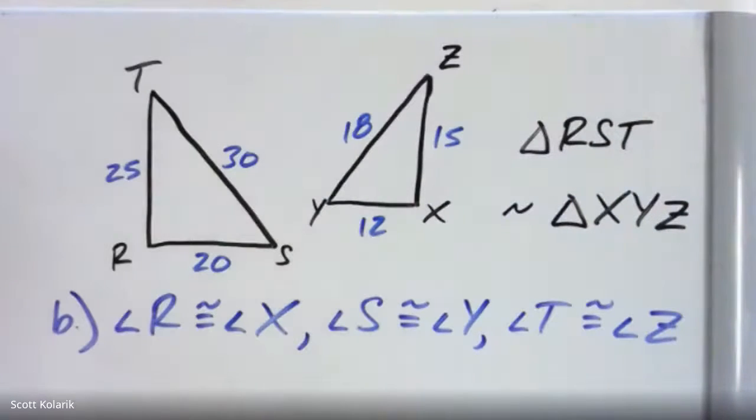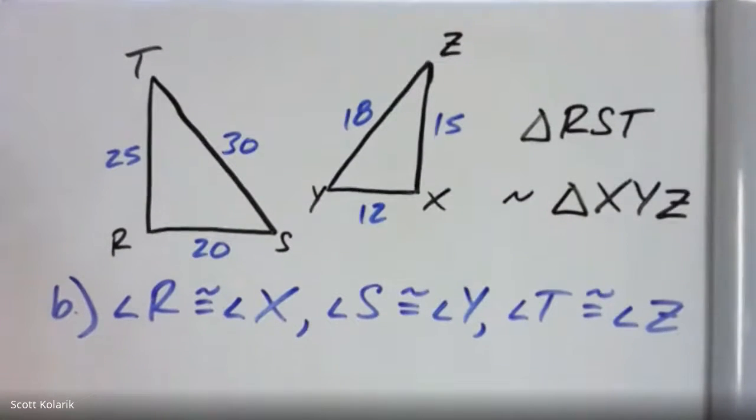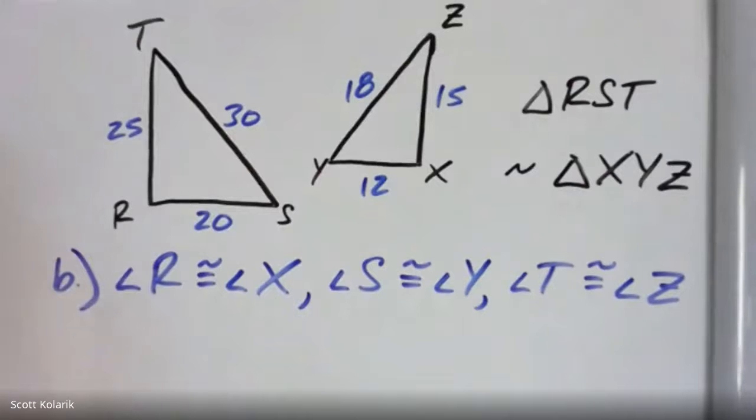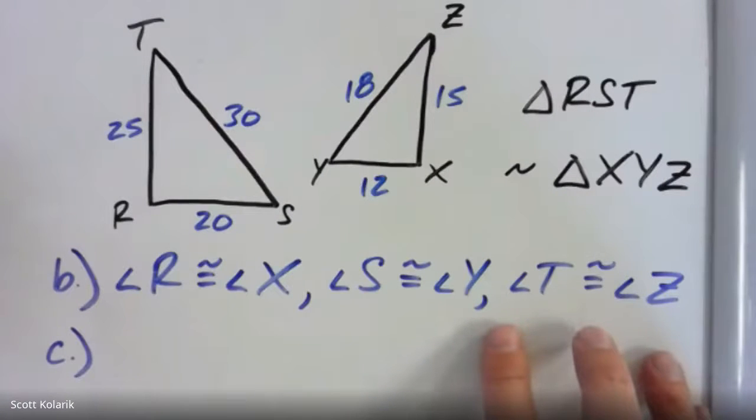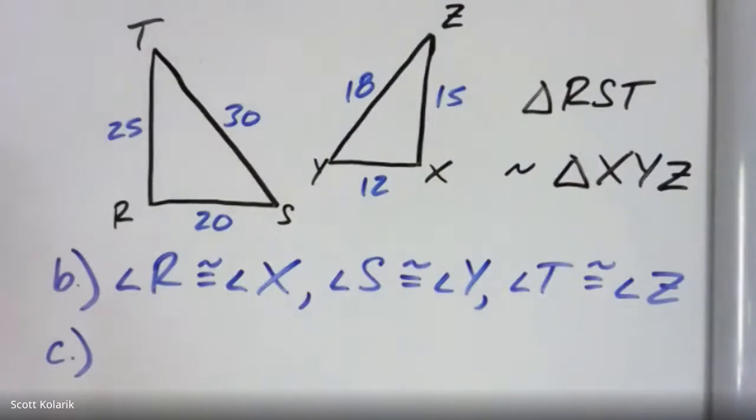I'm actually going to use the same strategy for part C, where I'm asked to create a statement of proportionality as well. So let me scroll down a bit for that. For part C, they ask me to make a statement of proportionality, which is essentially this, but it's going to deal with side length. So I'm going to be talking about segments here.